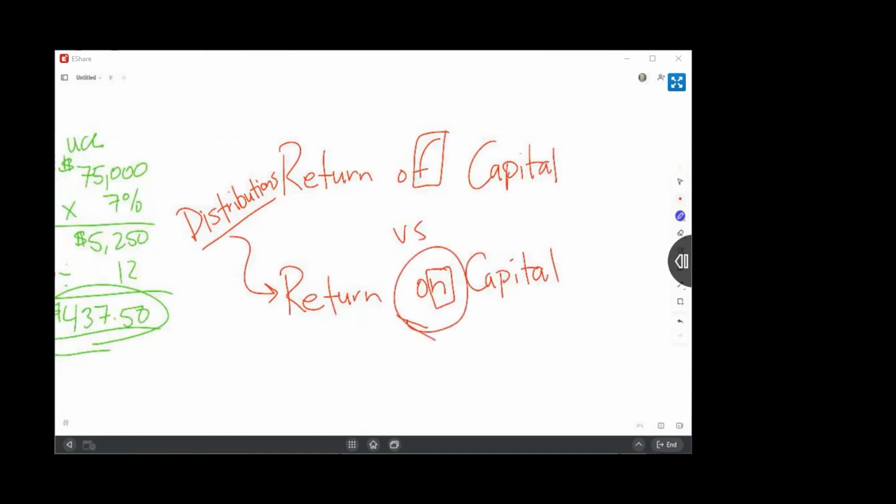Now, you're always going to have capital events, of course, when you sell. Now you're going to want that return on capital, or return of your capital, right? And hopefully return on your capital on top of it. But we're talking about distributions.